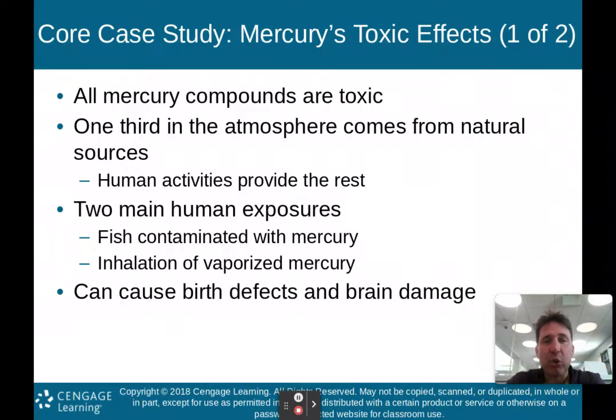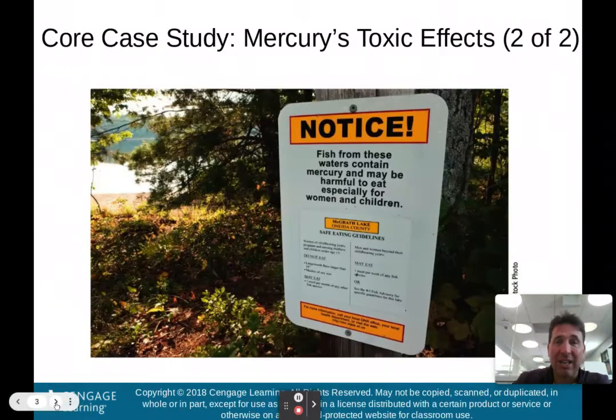There are two main types of human exposure to mercury. One is fish contaminated with mercury. You may have heard about this. The second type is inhalation of vaporized mercury. Mercury can cause birth defects and brain damage, so obviously it is a toxic compound. And maybe you've noticed this, fish contaminated with mercury in many lakes. This one is in Wisconsin. You probably heard about this.